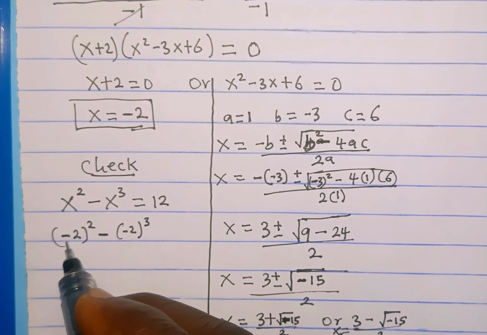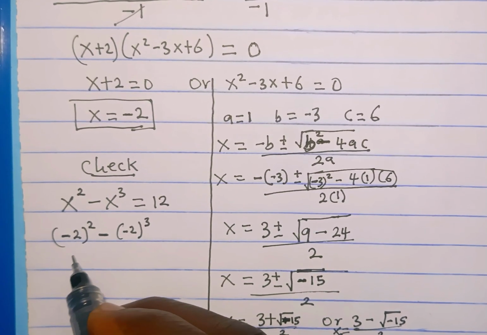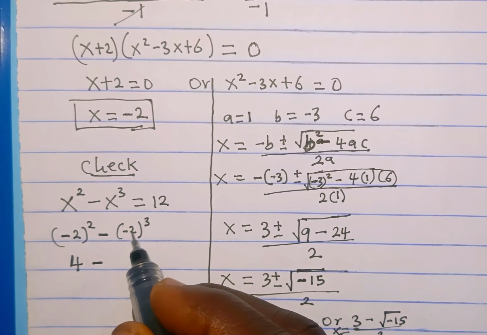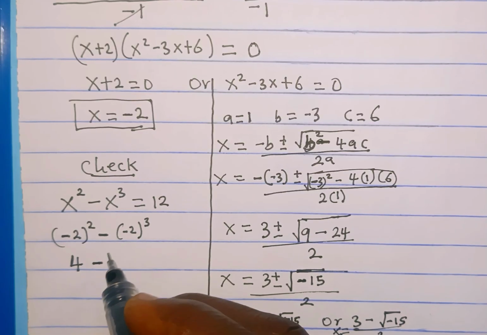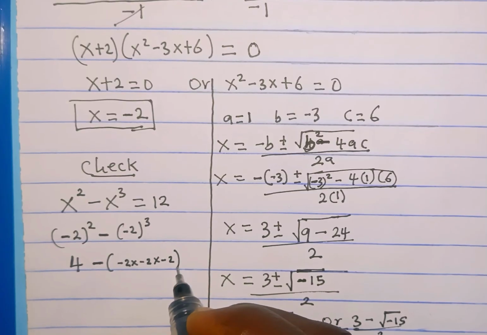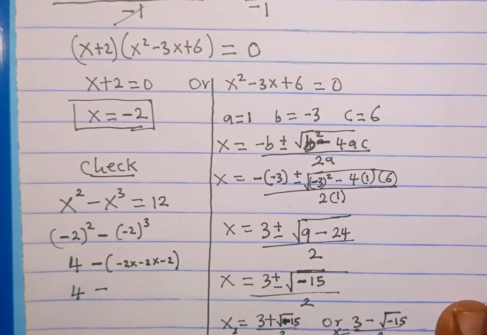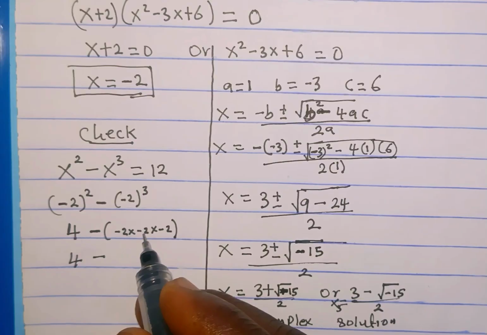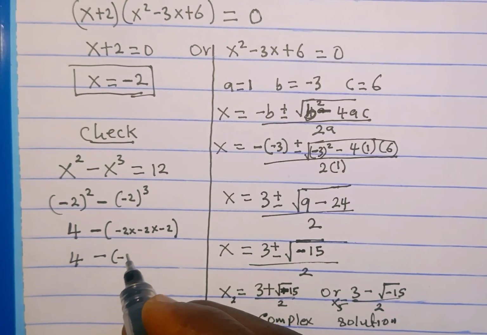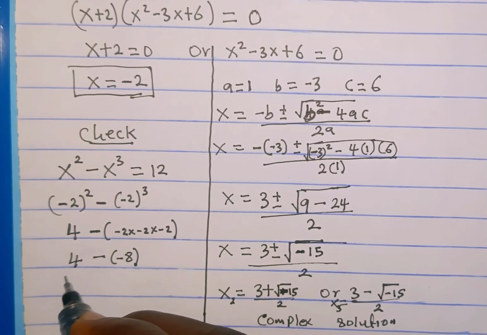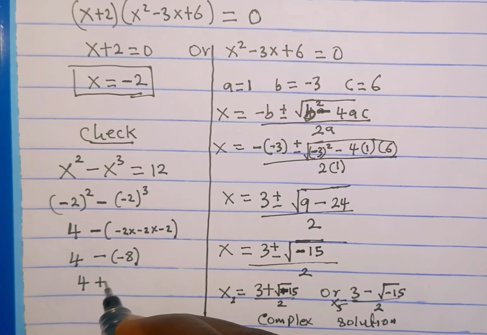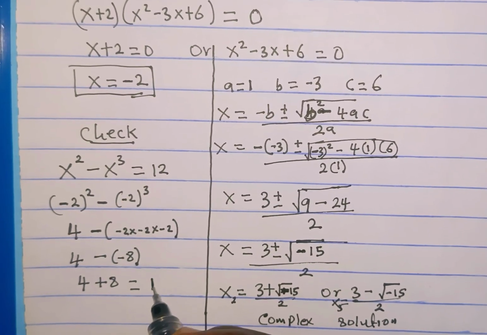So now, minus 2 square implies minus 2 multiplied by minus 2, which gives us positive 4, then minus negative 2 raised to the power of 3. This implies negative 2 multiplied by negative 2 multiplied by negative 2. So we're going to have 4 minus, negative 2 multiplied by negative 2 giving us positive 4, then positive 4 multiplied by negative 2 giving us negative 8. So this is going to be equal to 4 minus negative 8, which gives us positive 8, and 4 plus 8, of course, is 12.